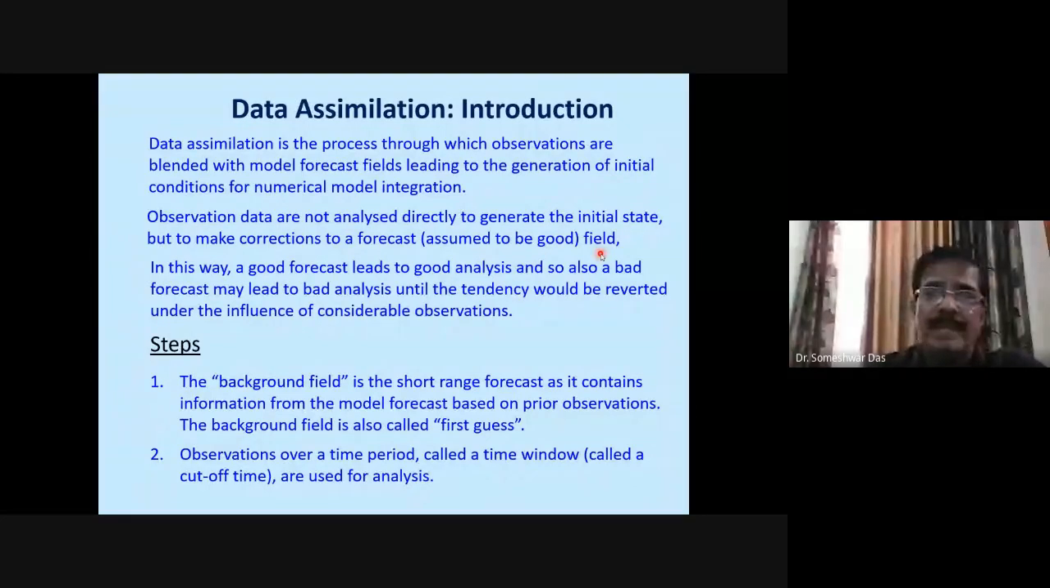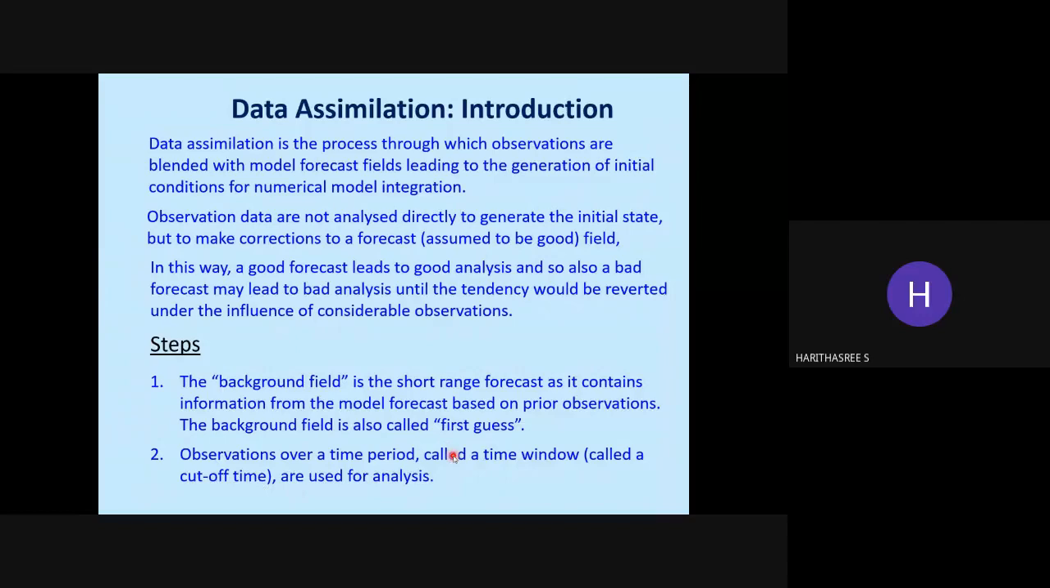So we have a cutoff window, plus minus 3 hours, let us say. And all the observations collected within that time window are then quality controlled, processed, analyzed, and assimilated into the model. Okay, so this is the time period called a cutoff time or time window used in the analysis. Clear? Is it okay? Yes, sir. Okay, good.